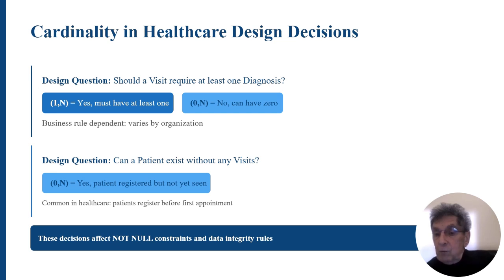These decisions have real implementation consequences. Minimum 1 often translates to not null foreign keys and check constraints. Minimum 0 allows nulls. Document your cardinality decisions and the business rules behind them.